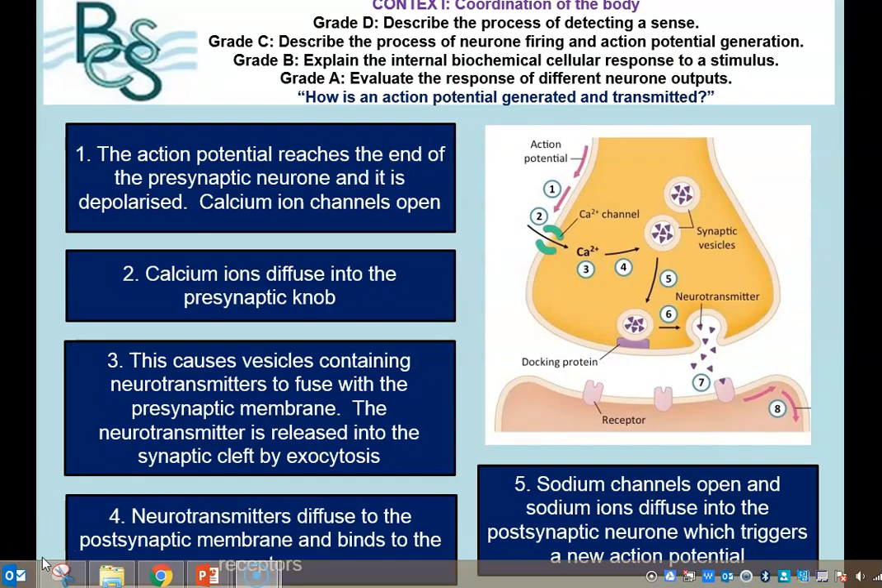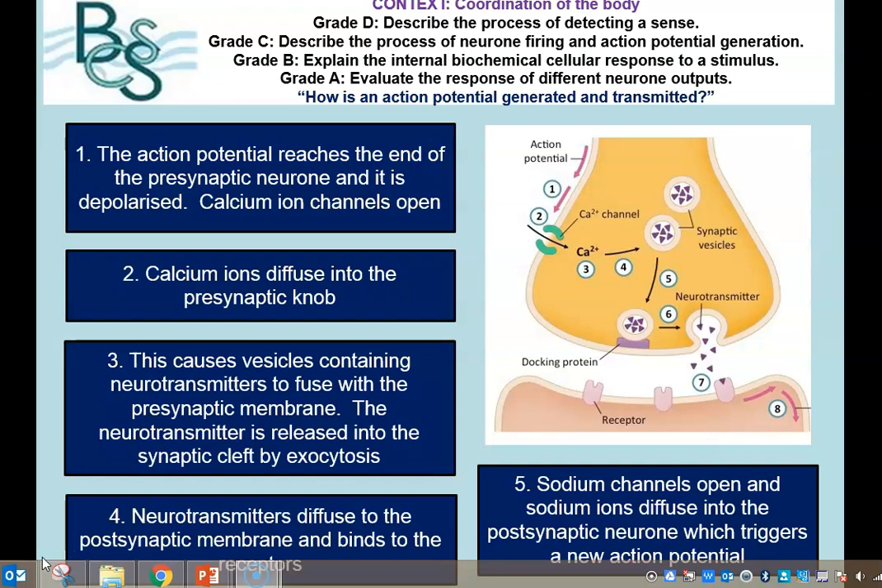So for this section, we're going to look at how that neurotransmitter is released and what it does when it hits the postsynaptic membrane. What I would suggest you do is have the diagrams that are attached to the Google Classroom alongside you, and write alongside each diagram what's happening, so you end up with the whole process written alongside the diagrams.